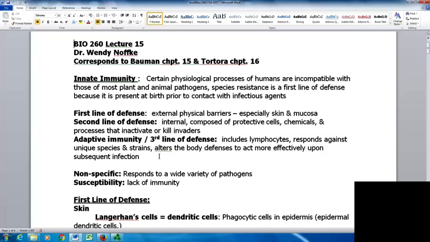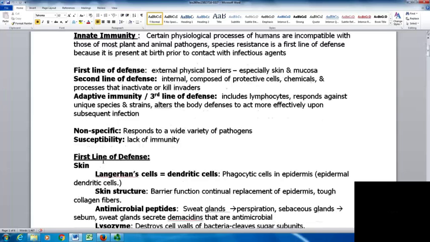Your adaptive immunity is sometimes considered the third line of defense. This is going to include your lymphocytes. This is when you respond against a unique species or strain, and it alters the body's defenses to act more effectively upon subsequent infection. Nonspecific responses respond to a variety of pathogens, and when we talk about susceptibility, it's lack of immunity toward a particular condition or pathogen.